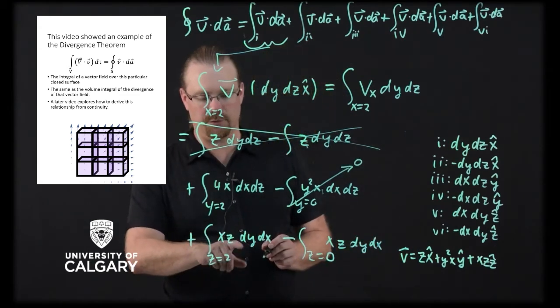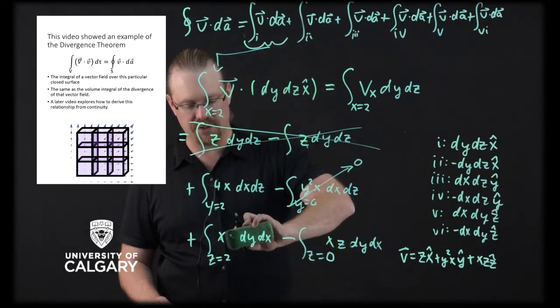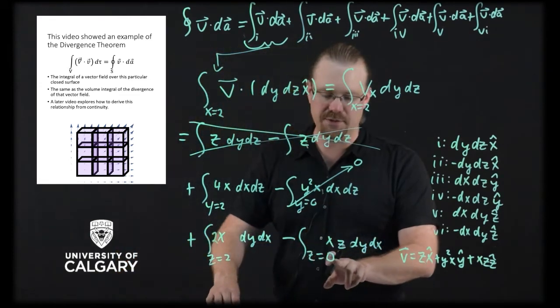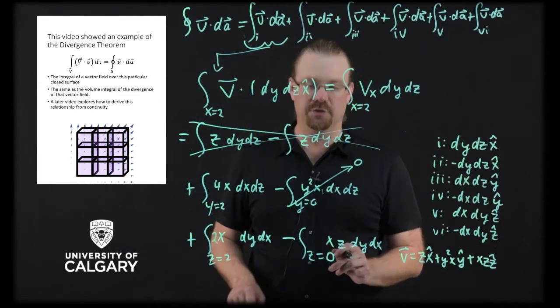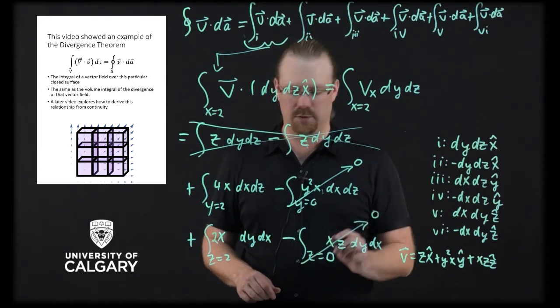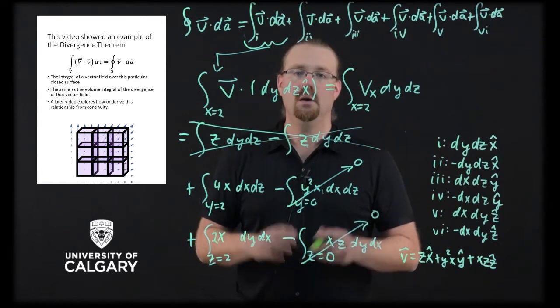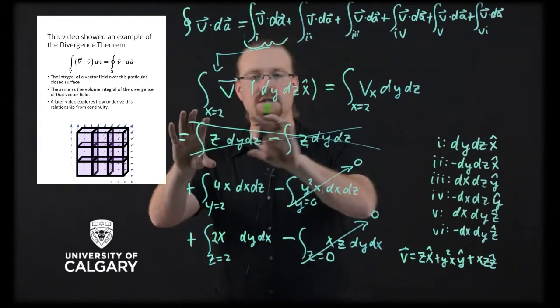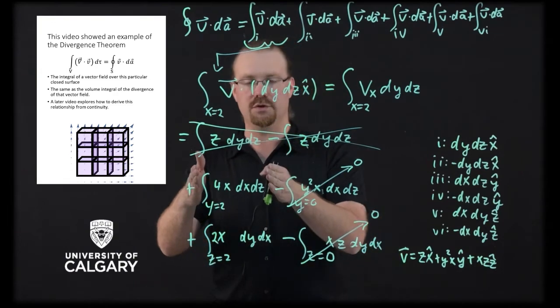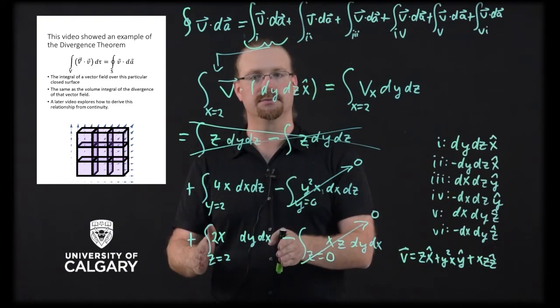Here, z equals 2, so we can erase this z and replace it with a 2. But here, z equals 0. So because z equals 0, once again, this entire integral goes to 0. We started with 6 integrals. These two canceled. These two went to 0. We're now left with just these two integrals.